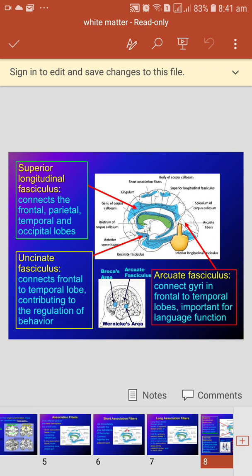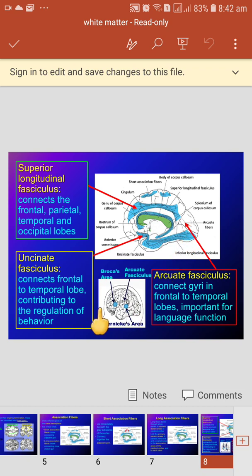Next is the uncinate fasciculus. These are the uncinate fasciculus. They connect the frontal to the temporal lobe, contributing to the regulation of behavior. We also have the arcuate fasciculus here, which connects the gyri in the frontal to the temporal lobes, important for the language function.